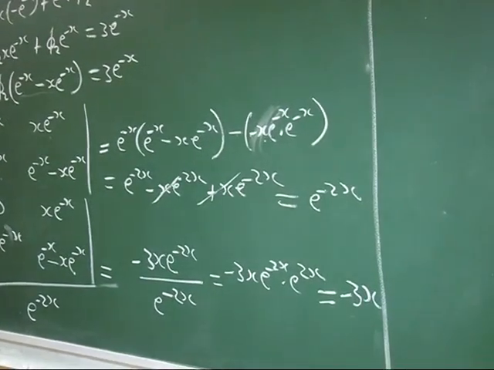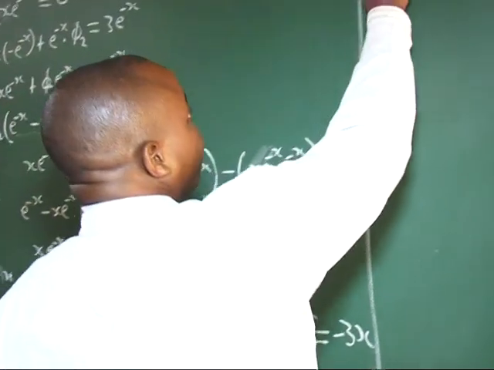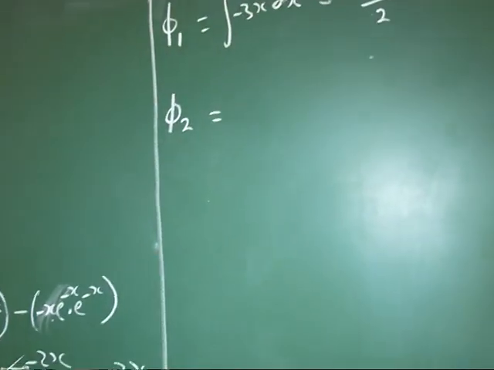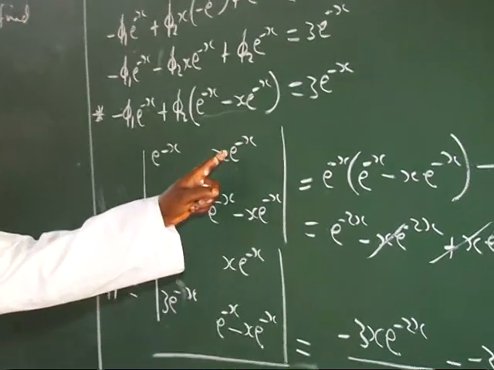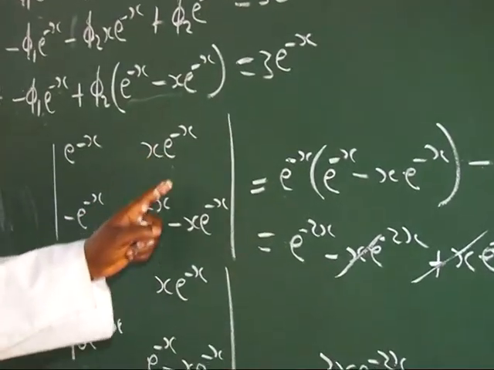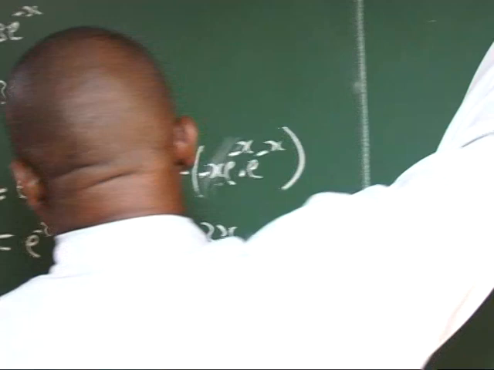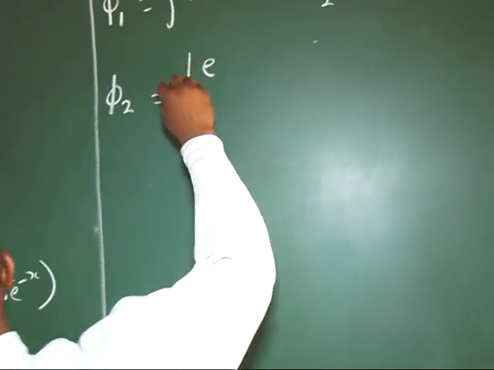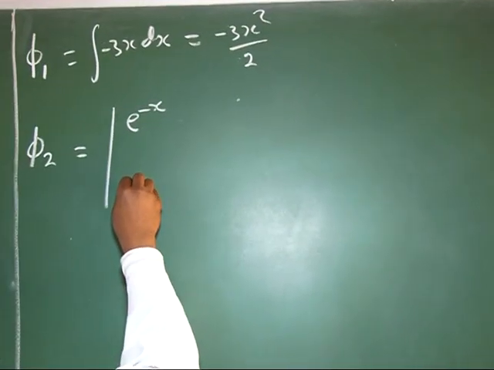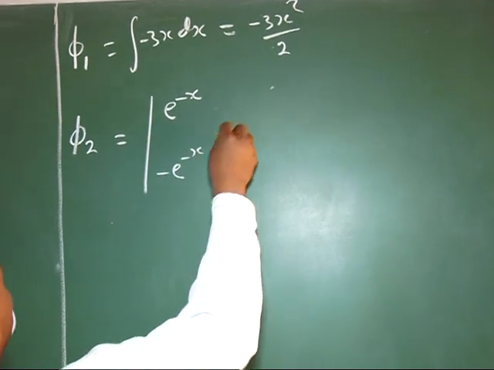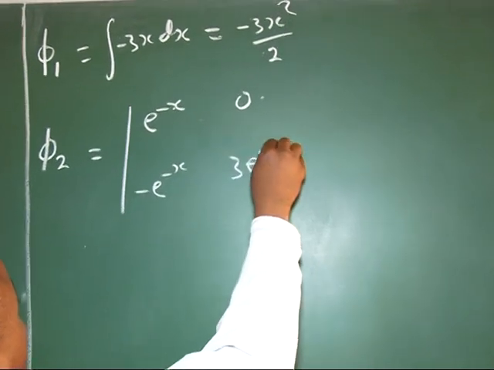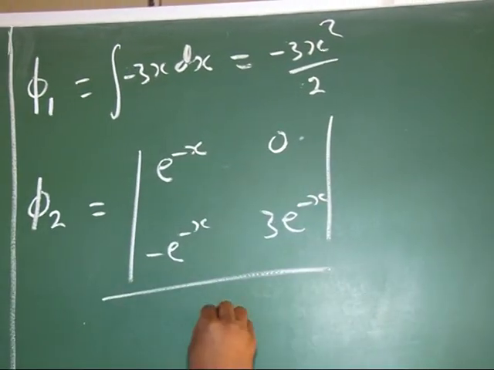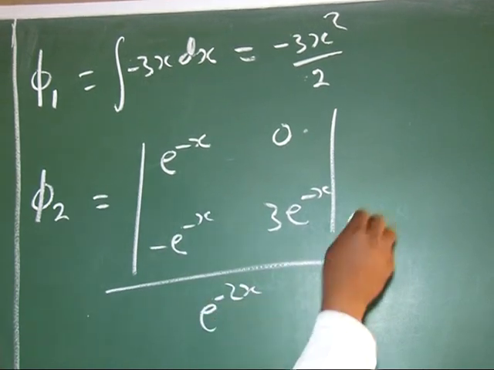So y2, phi 2 will be, in phi 2, we are going to remove this side and also put the constants. So we have exponential minus x, we have minus exponential minus x, then we have 0, then we have 3 exponential minus x, divided by exponential minus 2x.